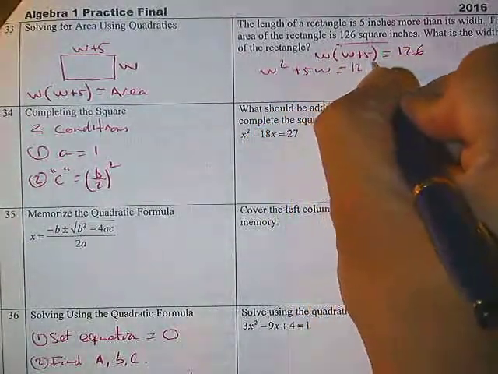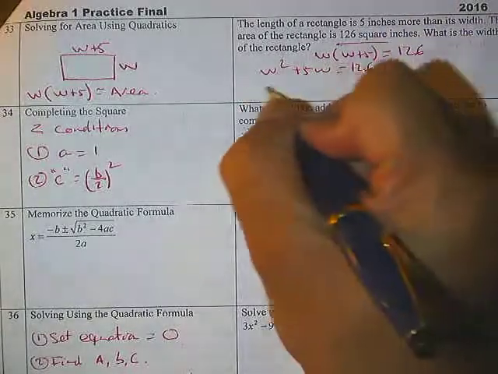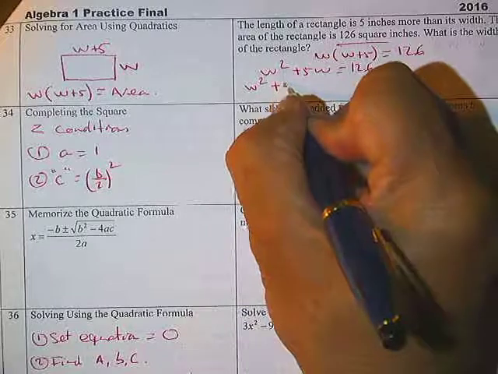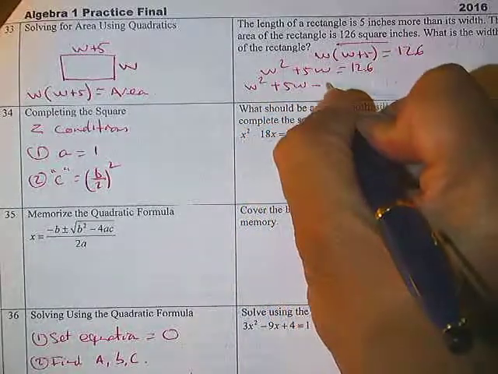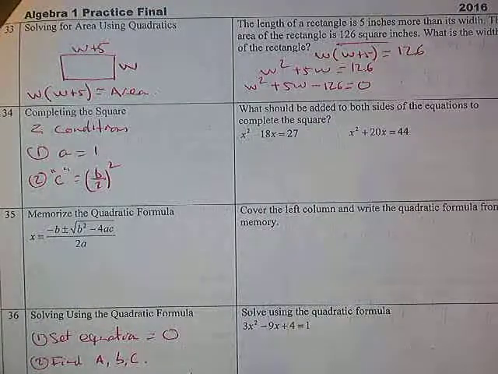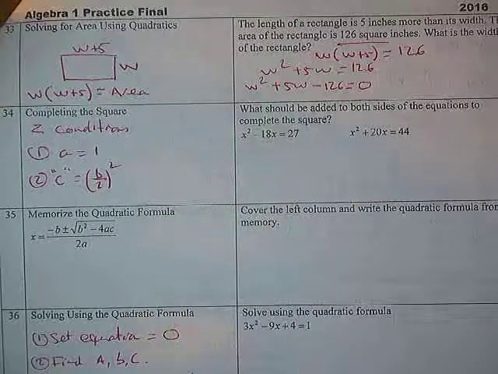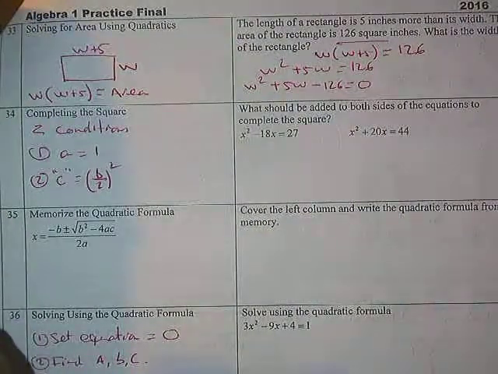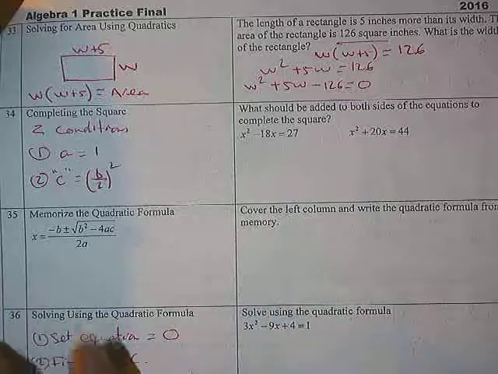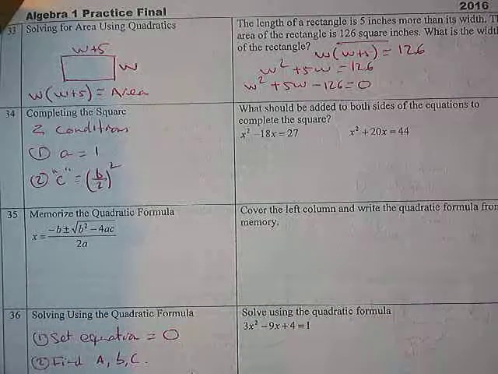Then we can distribute the W, and we have W squared plus 5W is equal to 126. We can subtract 126 from both sides, and we have W squared plus 5W minus 126 equal to 0. And then, oh my goodness, we can solve this by factoring if we know how to factor.